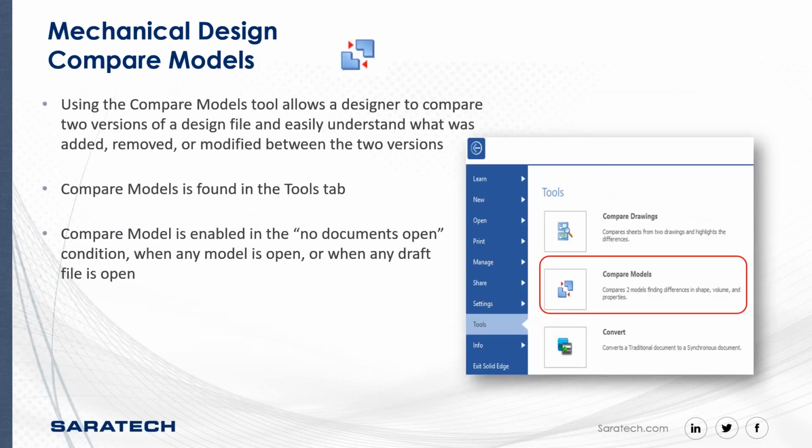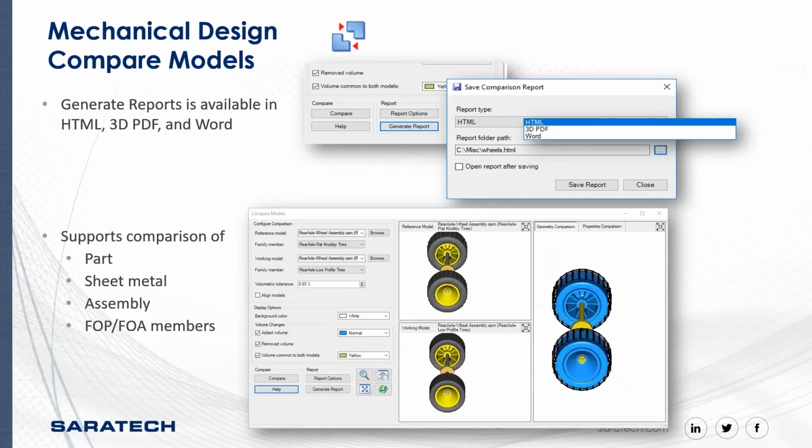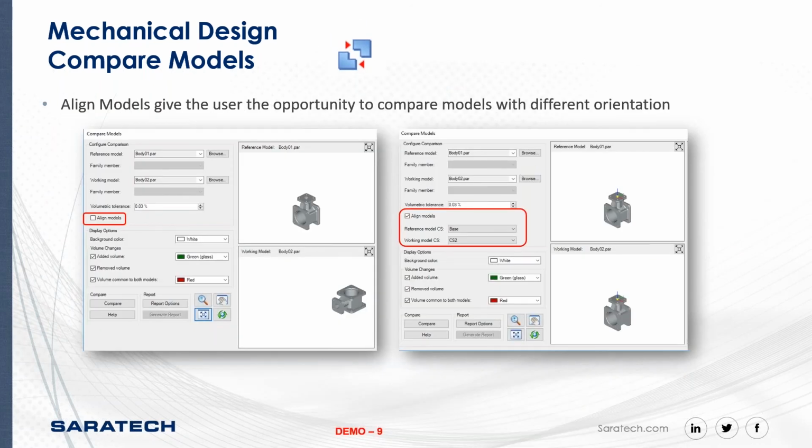Okay, we got into compare models. So the compare models option is very nice. I've got a little 2-second video to show you the comparing. So you can see you can generate reports comparing my models between my parts, my sheet metals, my assemblies. Okay, and then let me show you a quick little video here.